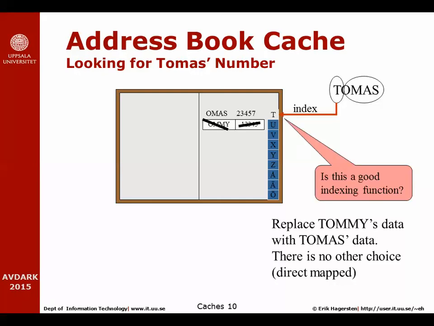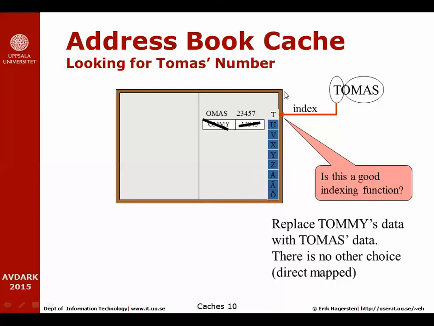However, we should actually ask ourselves if this is a good indexing function. So typically we use the first letter of somebody's last name. And I would claim that this is probably one of the most stupid index functions you can use. There are a couple of reasons for that. One is that, at least in Sweden, it's very unlikely that somebody's last name will start, for example, with the letter Z compared with somebody starting with the letter A.